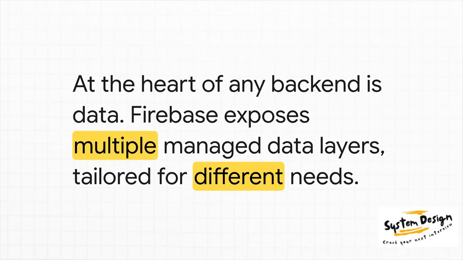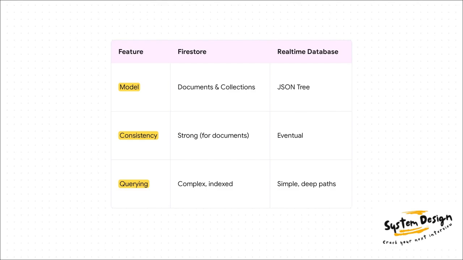Okay, so at the heart of any backend, you've got data. But not all data is created equal, which is why Firebase doesn't just hand you one generic option. It gives you different data layers, each one tailored for a specific job. Now, the two heavyweights here are Firestore and the original real-time database. And you can see the key differences right here. On one hand, you've got Firestore. Its model is all about documents and collections, which is fantastic for apps that need complex, powerful queries. Think like an e-commerce store with lots of filtering. On the other hand, the real-time database is basically one giant JSON tree. It's ridiculously fast and simple for certain data structures, perfect for something like a live chat app. The key is picking the right tool for your app's specific needs.